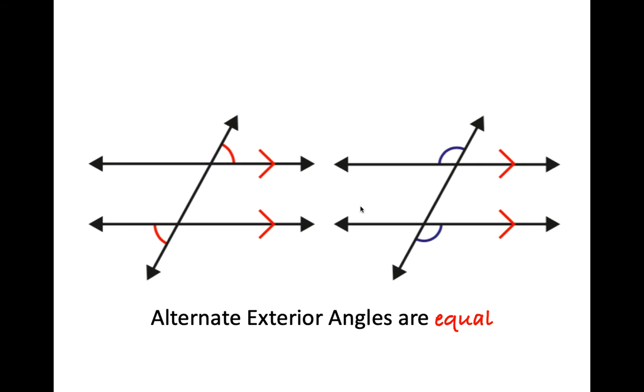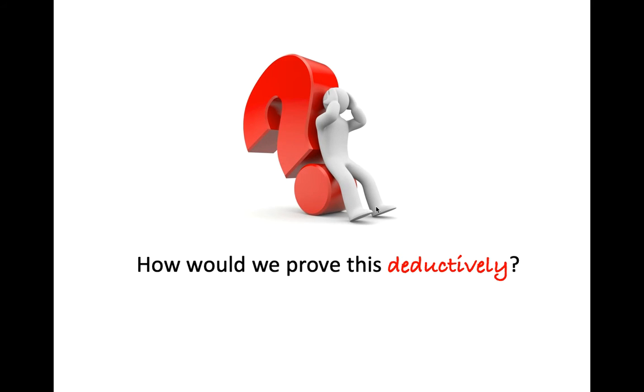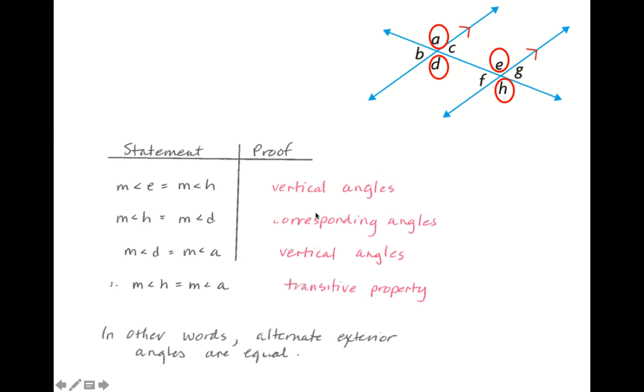So let's write it down. We know that alternate exterior angles are equal, and let's put it into writing so we prove it deductively. Here it goes. Measure of angle E is equal to the measure of angle H because they're vertical angles. Measure of angle H is the same as the measure of angle D because they're corresponding angles. The measure of angle D is the same as the measure of angle A because they're vertical angles.